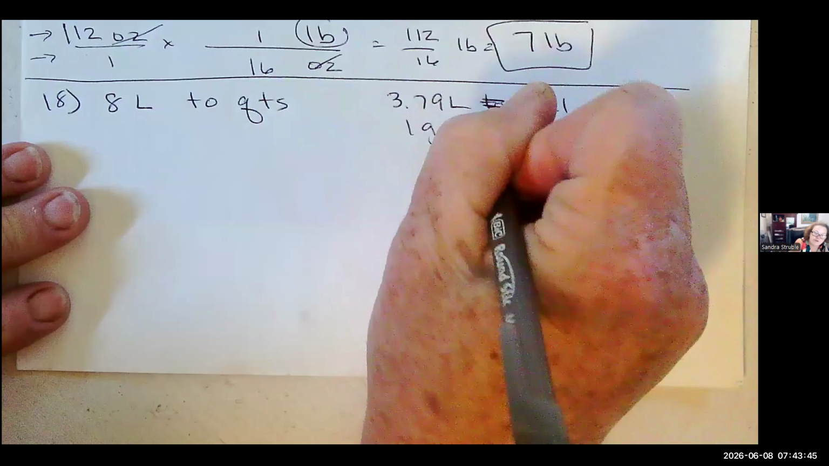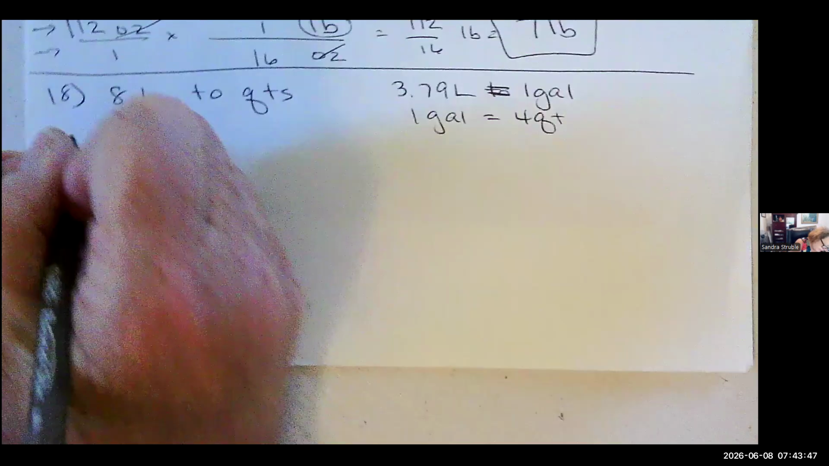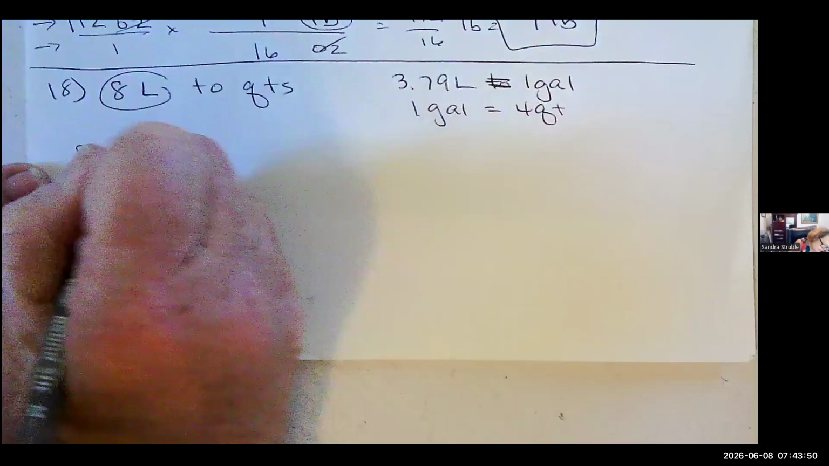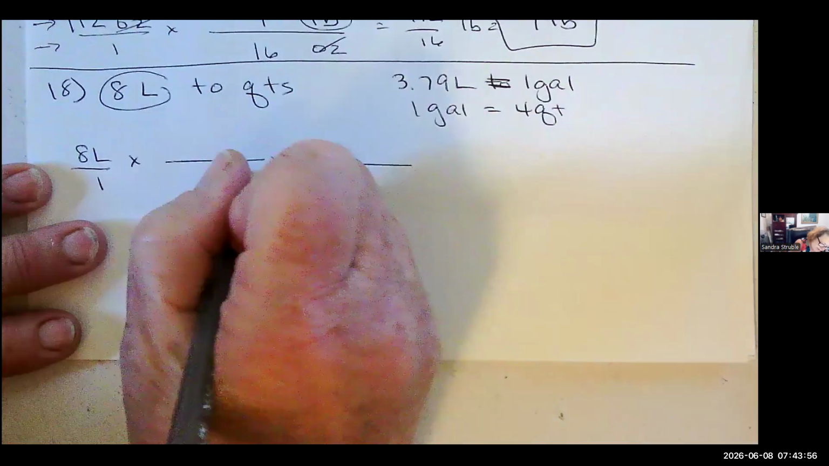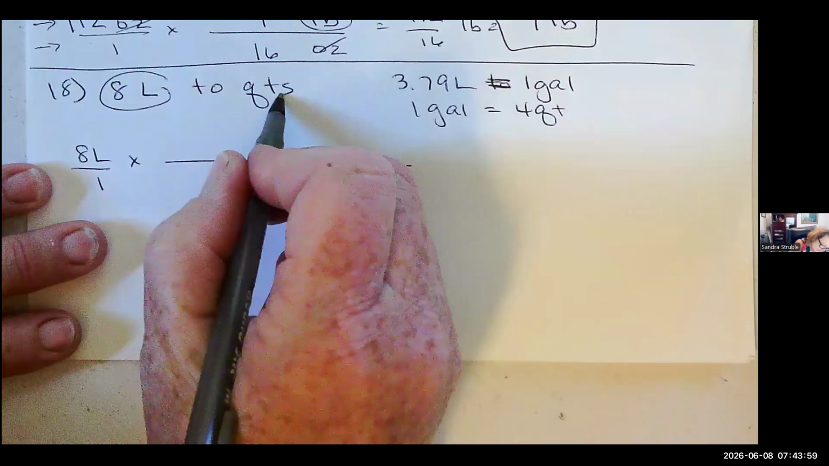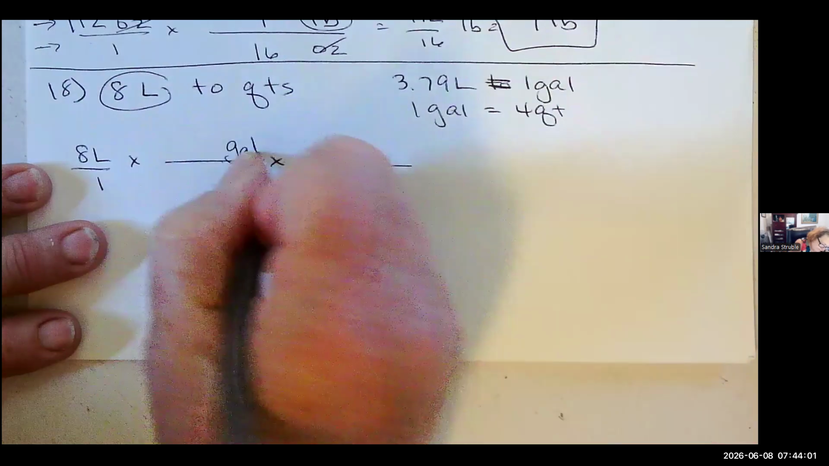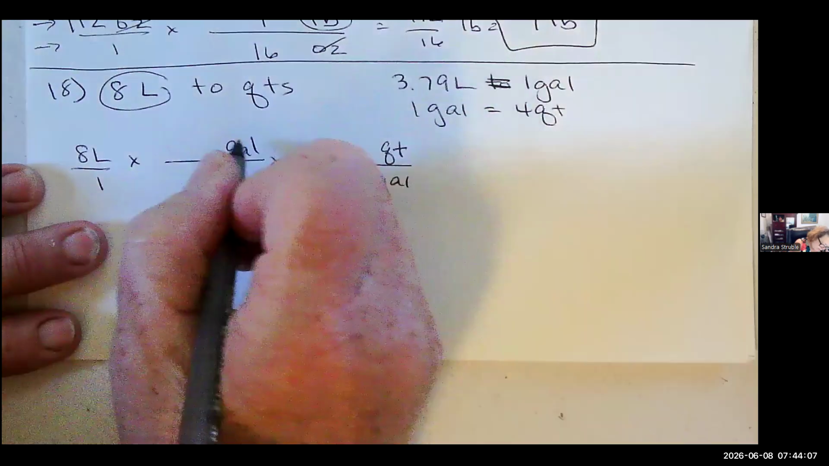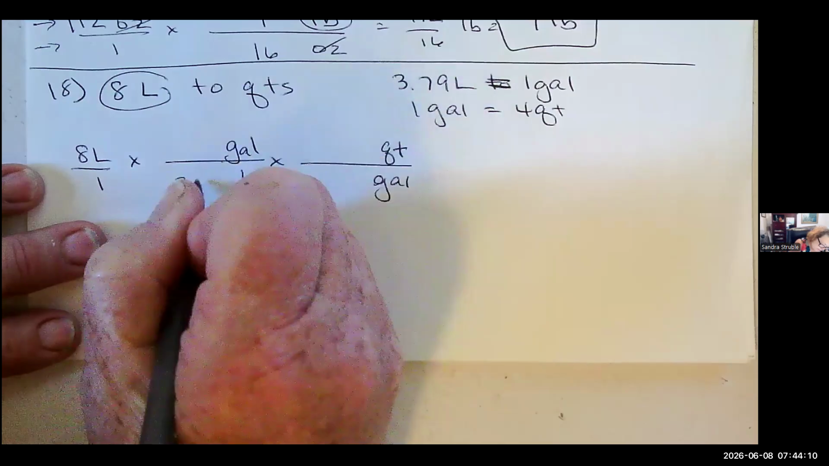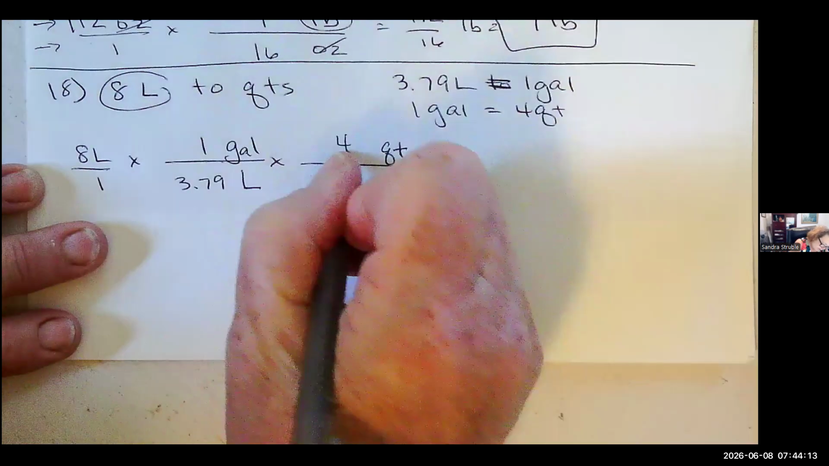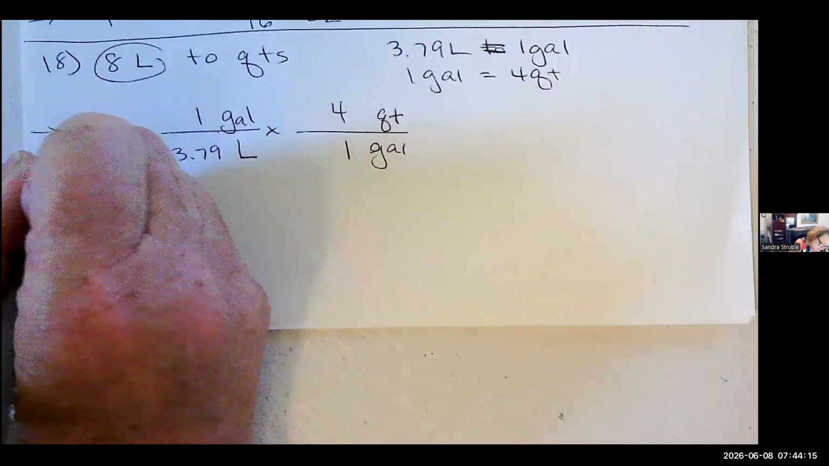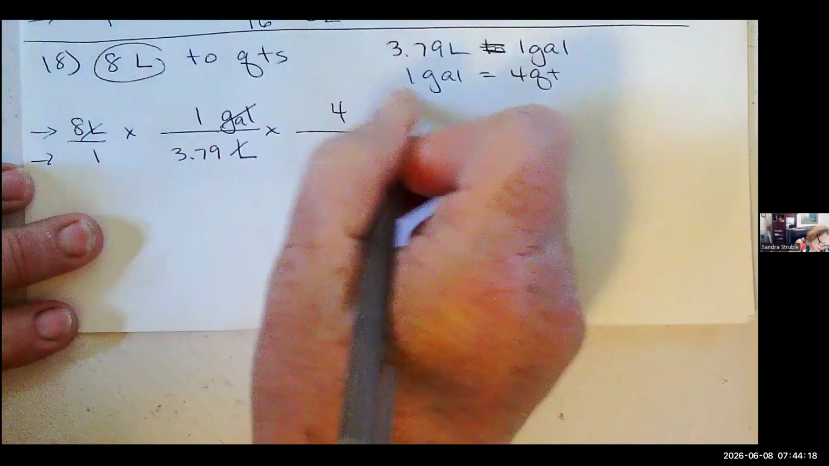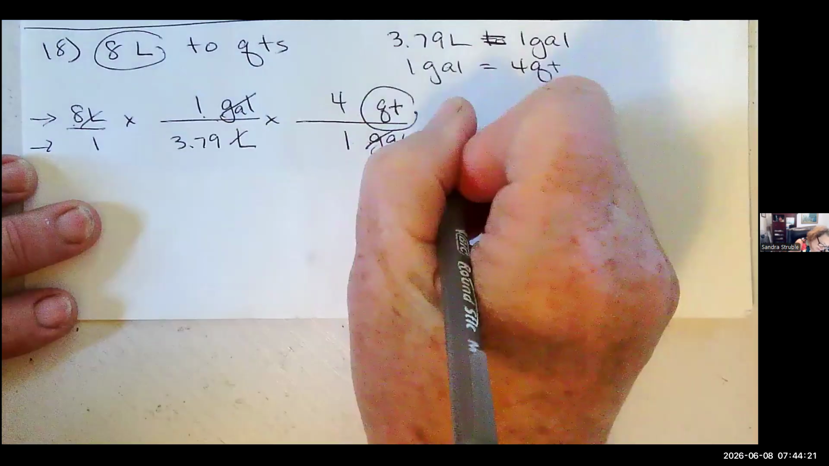So that's 2 conversions. Start with what you're given. Over 1 if you need to. Liters up top, liters down low, that way it cancels. We can't go to quarts yet, we have to go to gallons. Then we have to get rid of gallons and go to quarts. All right. 3.79 liters for 1 gallon, 4 quarts for 1 gallon. Multiplying straight across, liters are gone, gallons are gone, left with quarts. 8 times 1 times 4 is 32 over 3.79, and this is quarts, and we just need to divide that.